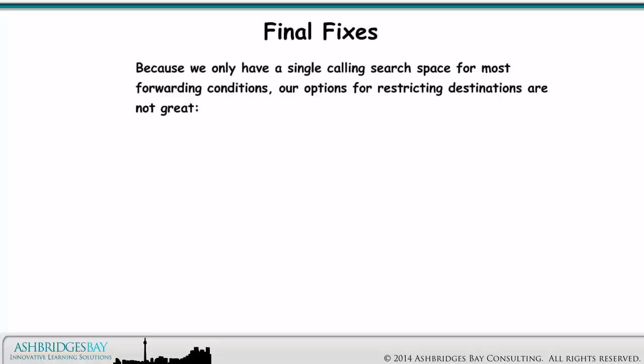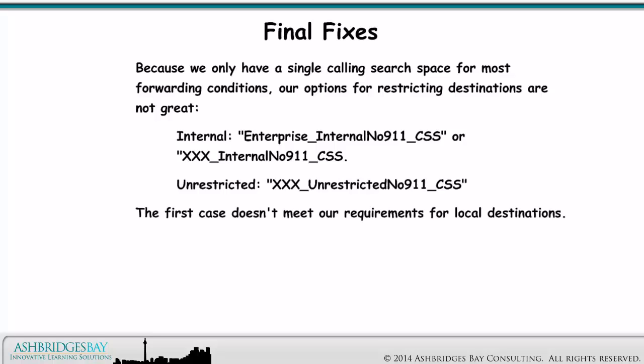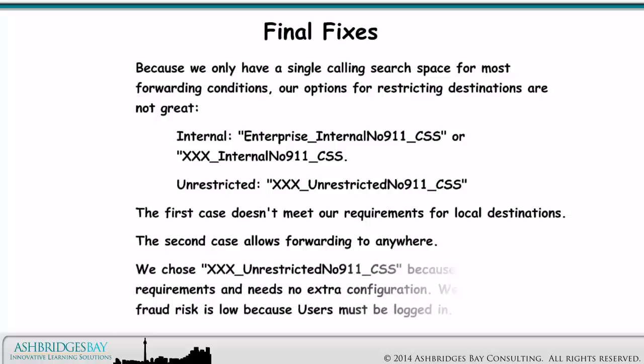Because we only have a single calling search space for most forwarding conditions, our options for restricting destinations are not great. We have internal, enterprise internal no 911 calling search space, or XXX internal no 911 calling search space, and unrestricted XXX unrestricted no 911 calling search space. The first case doesn't meet our requirements for local destinations. The second case allows forwarding to anywhere. We chose XXX unrestricted no 911 calling search space because it meets our requirements and needs no extra configuration. We assumed the toll fraud risk is low because users must be logged in.